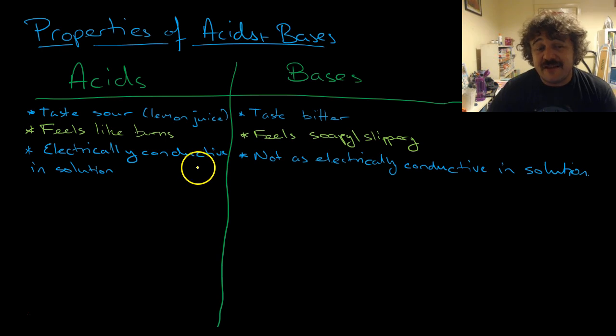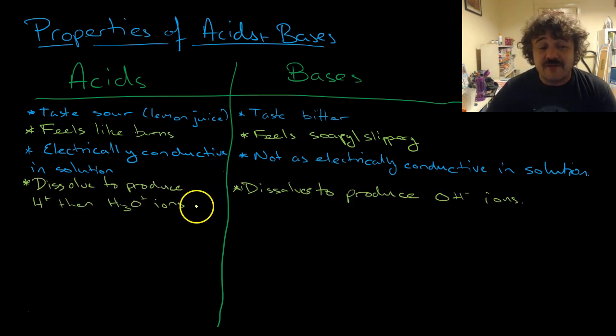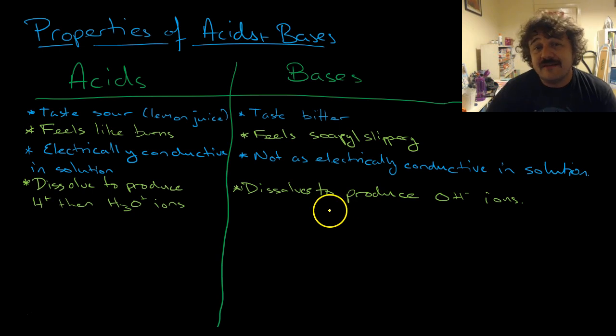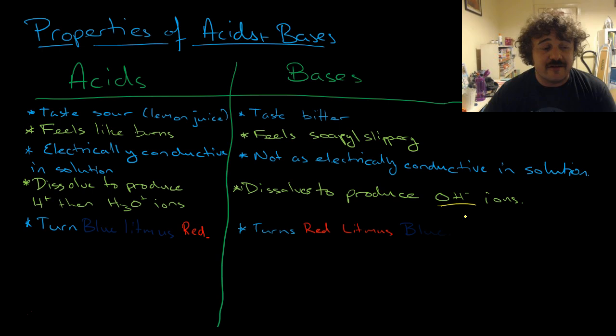Acids tend to be electrically conductive in solution, whereas bases are much less electrically conductive in solution. Acids will dissolve to produce hydrogen ions or protons, and then hydronium ions, whereas bases such as sodium hydroxide will dissolve to produce hydroxide ions.